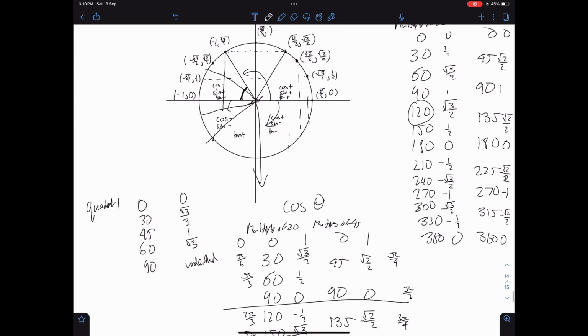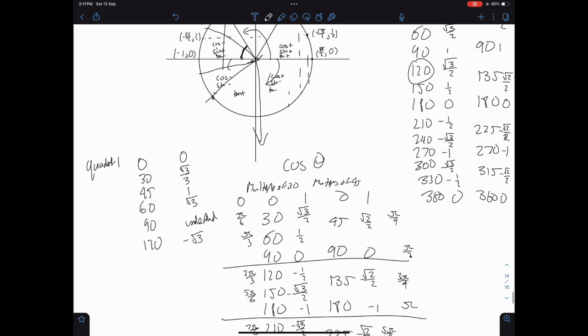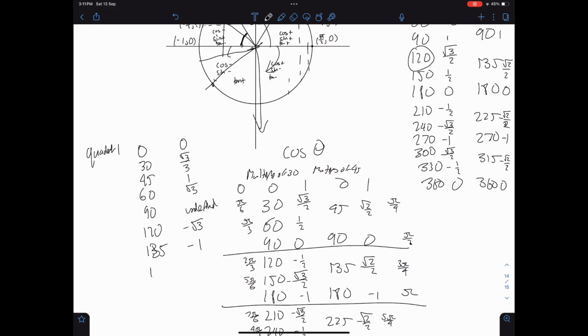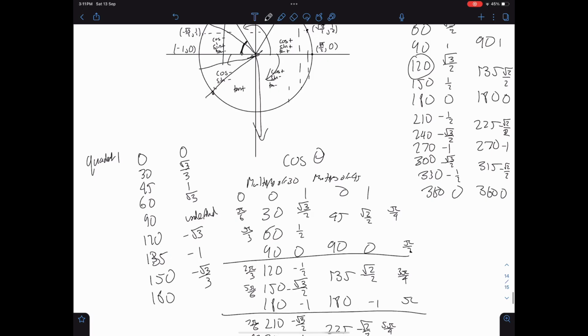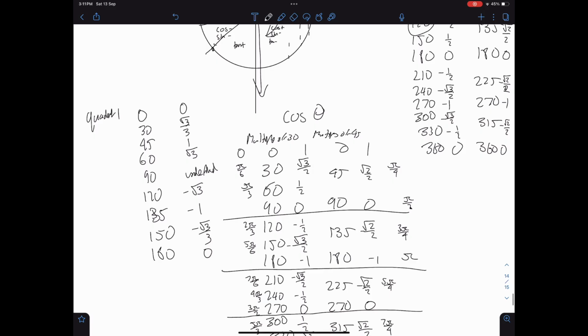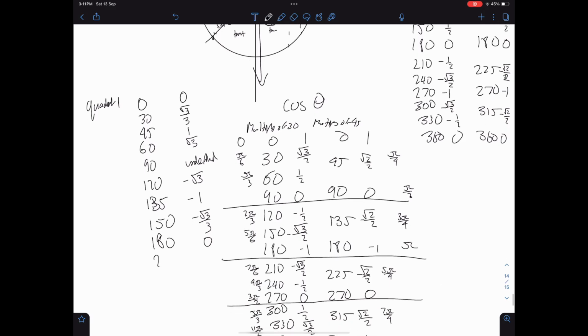And then it starts being negative. So it goes 120, negative root 3, 135, negative 1, and 150 is negative root 3 over 3, 180 would be going up to 0, then 210.